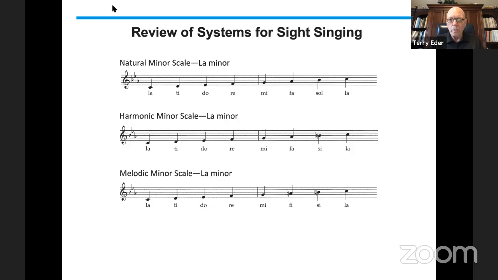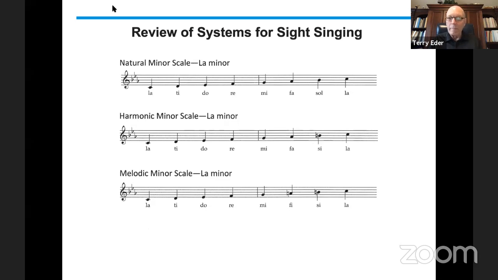Now we're going to raise that 7th scale degree. La, ti, do, re, mi, fa, si, la, si, fa, mi, re, do, ti, la. Okay, got that augmented second there. So we want to smooth it out, and we're going to raise the 6th scale degree also. So now it's fi rather than fa. We had si rather than sol in the harmonic minor. Here's melodic minor. La, ti, do, re, mi, fi, si, la, sol, fa, mi, re, do, ti, la.